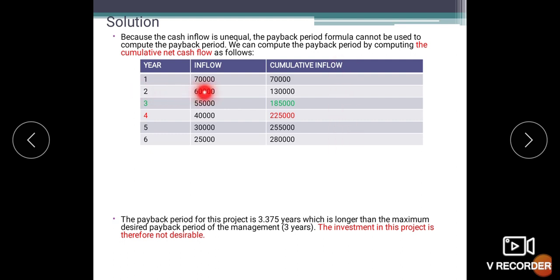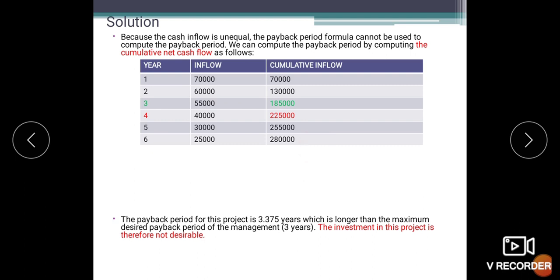In the first year, cash inflow is 70,000. Cumulative inflow is 70,000. Second year 60,000, so the cumulative will be 1,30,000. 70,000 plus 60,000, 1,30,000. And the third year 1,30,000 plus 55,000, 1,85,000. In the fourth year 1,85,000 plus 40,000, you will get 2,25,000. In the fifth year 2,25,000 plus 30,000, you will get 2,55,000. In the sixth year 2,55,000 plus 25,000, you will get 2,80,000.